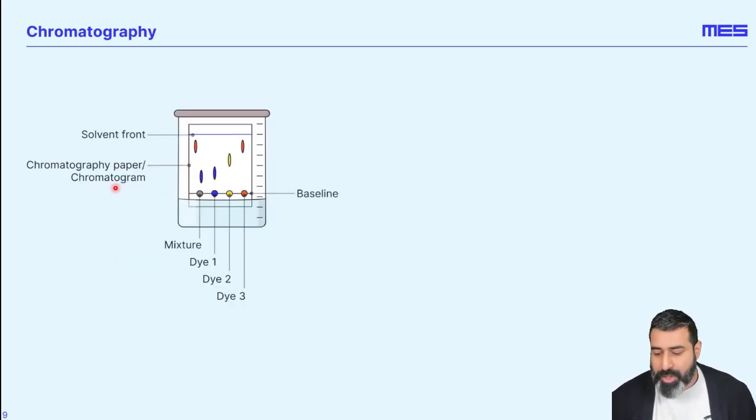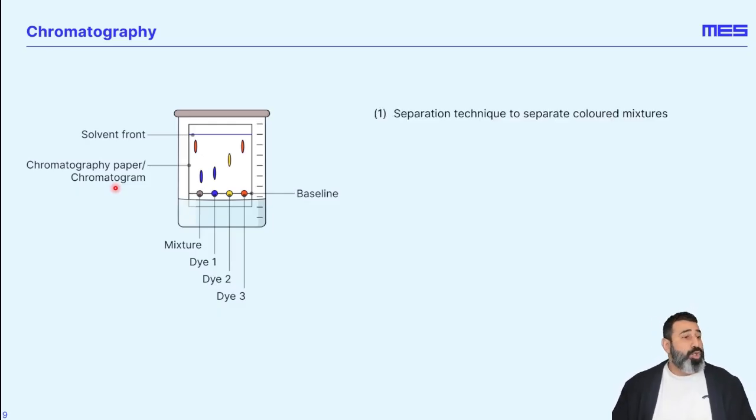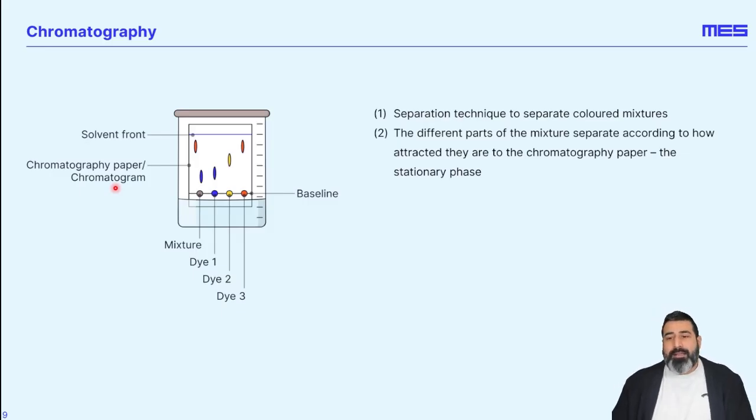Moving on to chromatography, everyone's favourite. So chromatography is a separation technique used to separate coloured mixtures. Not strictly true, but for GCSE it works well. And let's say I've got my different mixtures over here. The different mixtures can be separated according to how attracted they are to the chromatography paper and the stationary phase. So let's say I've got dye 3, which is a mixture. So it's got multiple parts or different components, we could say.